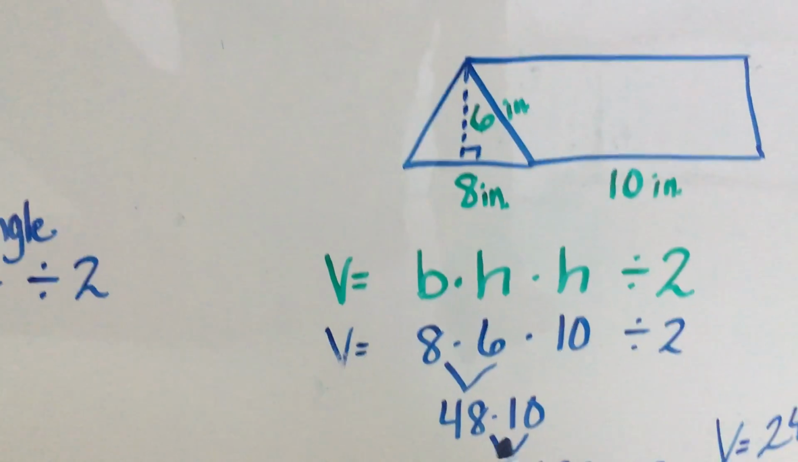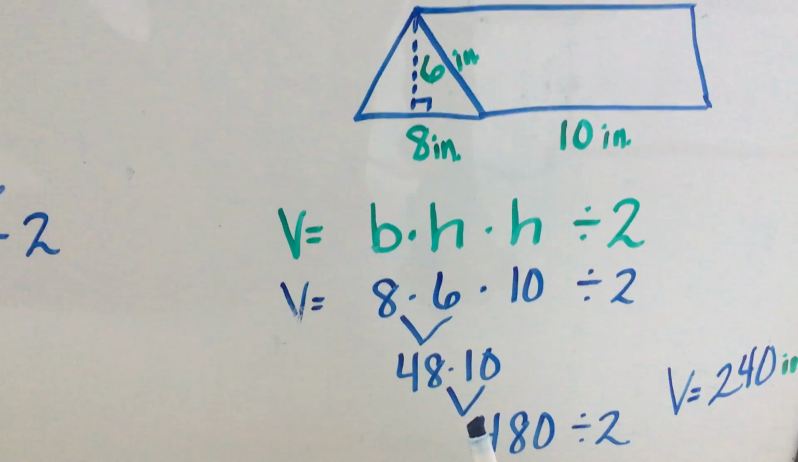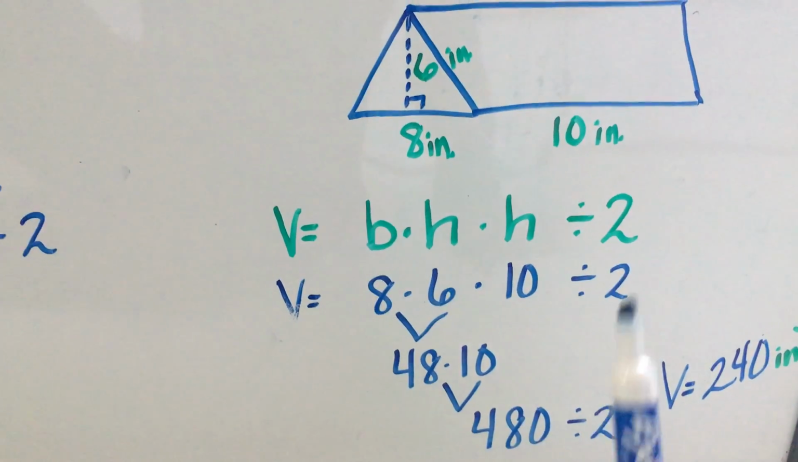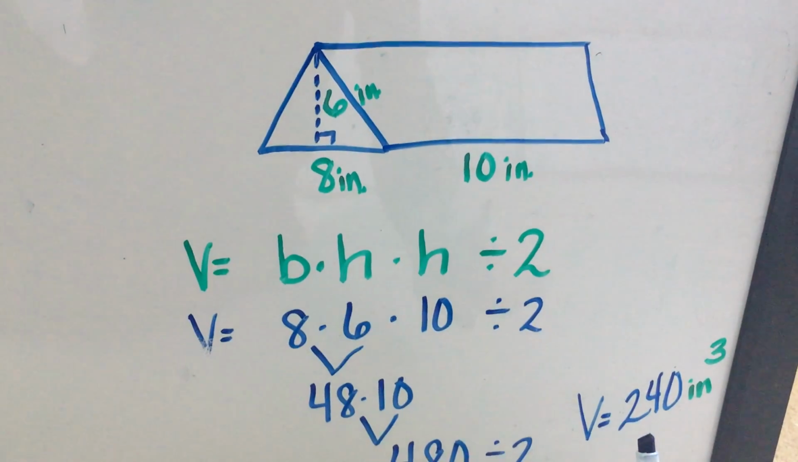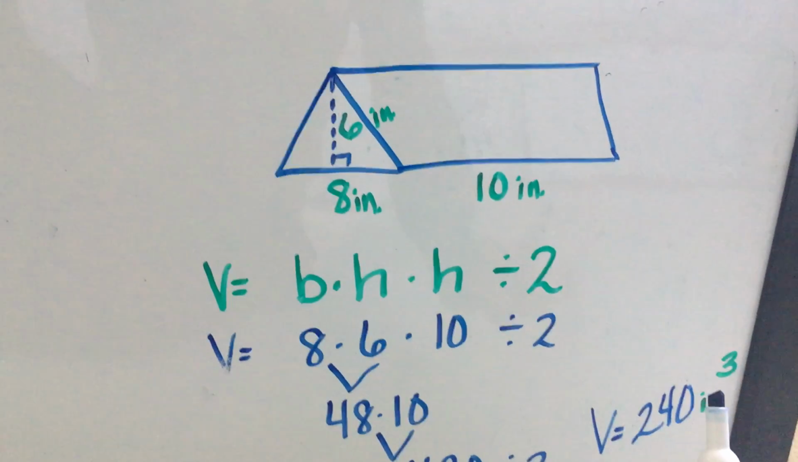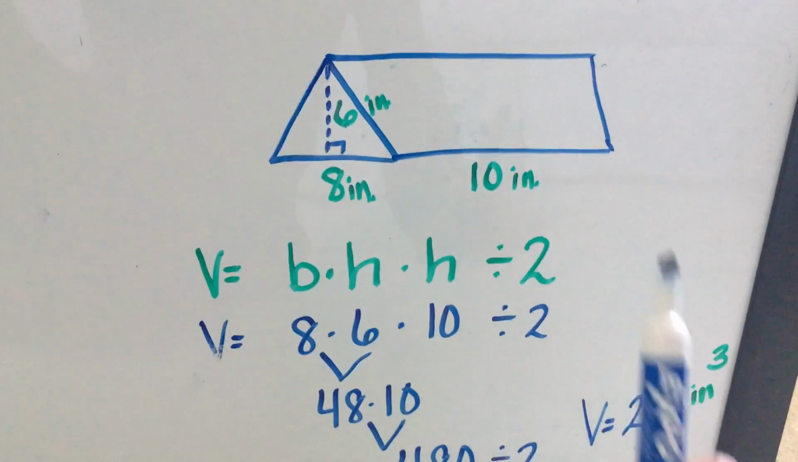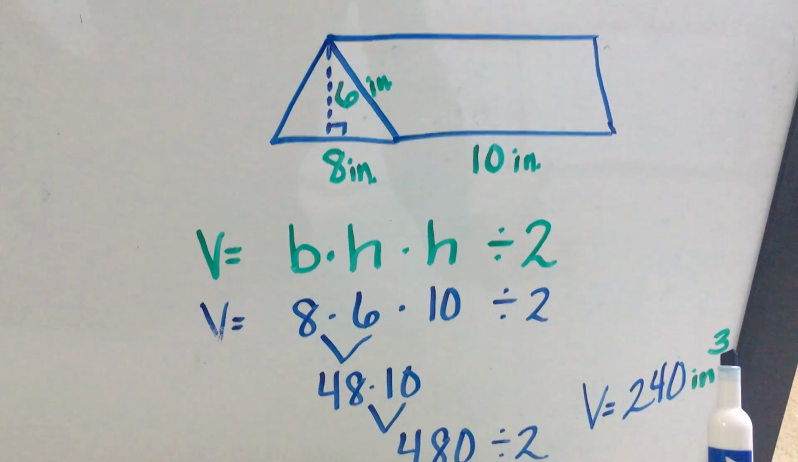I'm going to multiply that all together. 8 times 6 is 48. 48 times 10 is 480. I'm going to divide by 2 at the end, and my volume of this triangular prism is going to be 240. My units here are inches, and remember, you're cubing them. This prism is a 3D shape, so your units get cubed, or to the 3rd power.